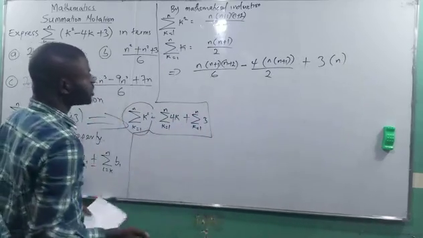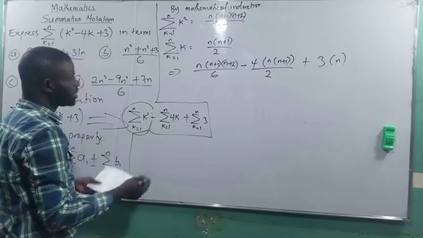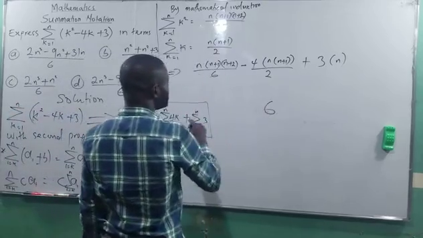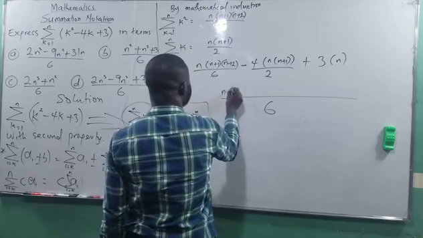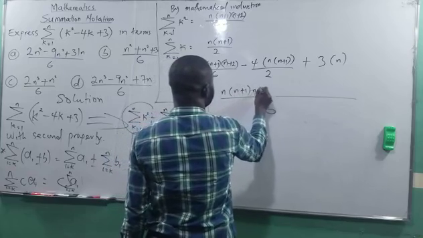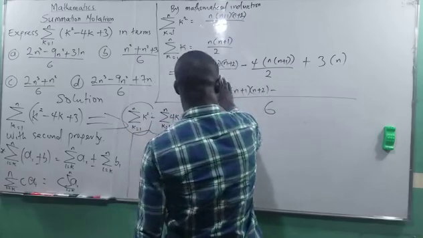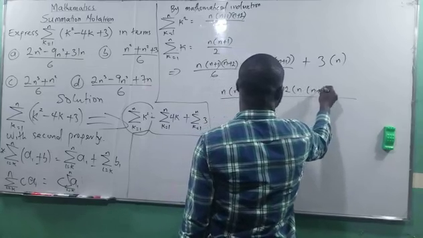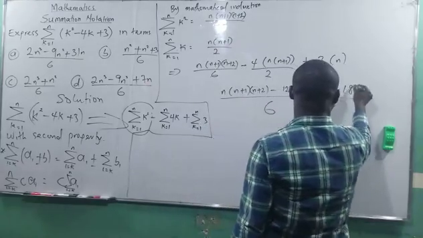Now, at this junction, I can decide to find the LCM. I think you all know that the LCM will be 6. I'll be having 6, and it will be equals to n bracket of n plus 1, n plus 2, minus 12 bracket of n plus 1, and plus 18n. 3 times that will be 12, and 6 times 3n will be 18n.